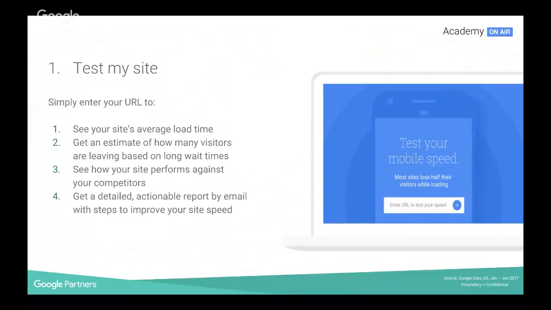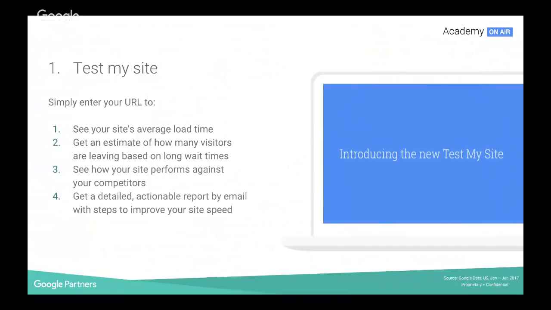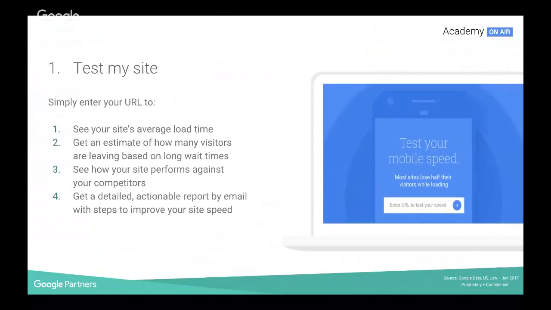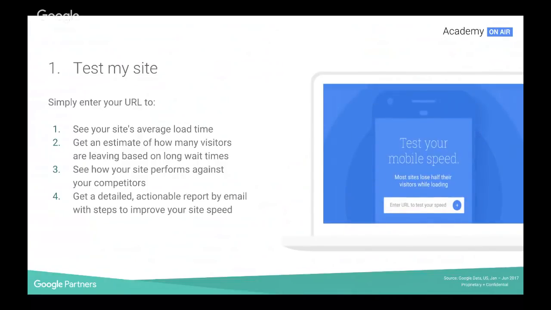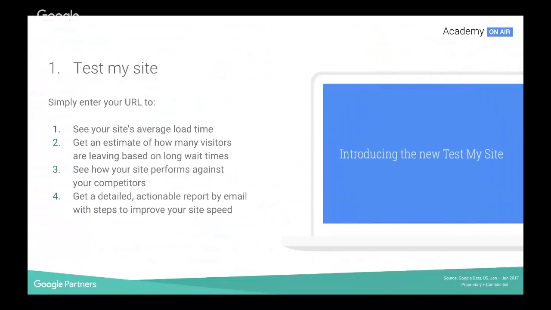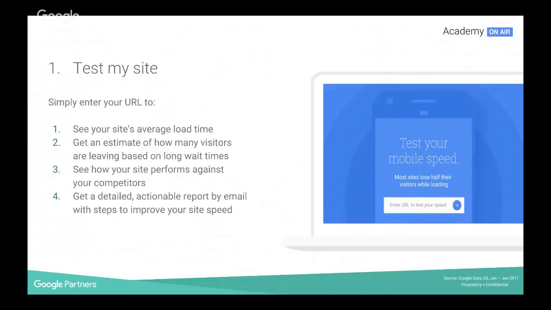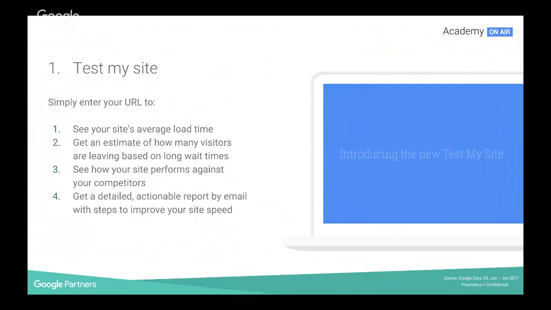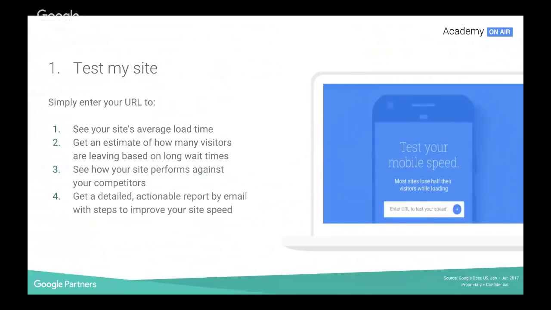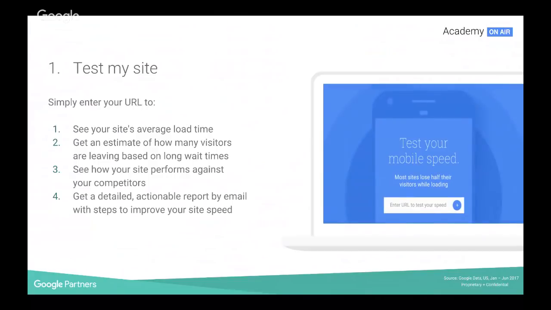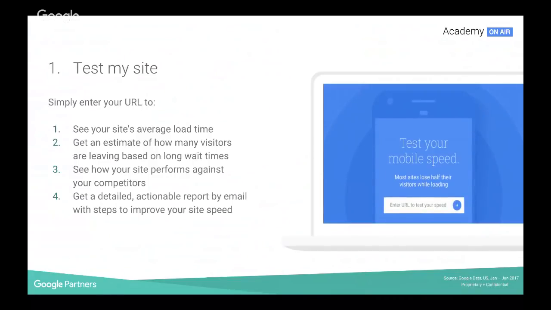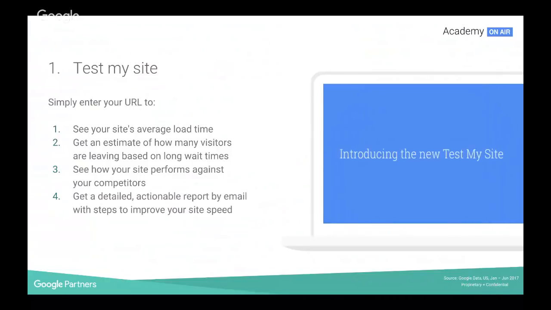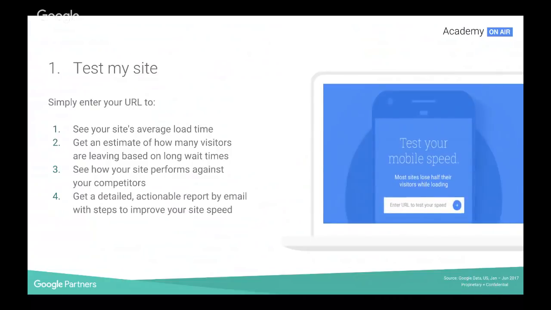All you need to do is enter your URL, and it will give you your load time, how many visitors you're potentially losing because of slow load times, and how you compare against the rest of your industry. That gives you a very good idea of whether you're really lagging behind, or even if you are leading in your industry, it still gives you an indication that there is more that you can do to help your website. Of course, what it ends with is a very detailed and actionable report that is sent to you by email.